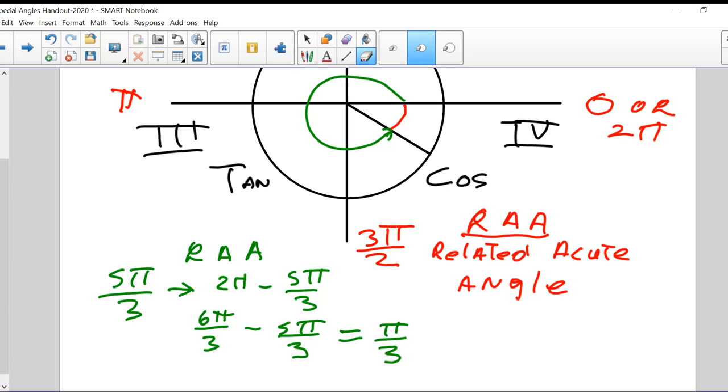6 over 3, of course, gives us 2, right? And what I'm doing here is just getting a common denominator of 3. So if I have a common denominator of 3, they're both over 3, then if I'm subtracting, I've already found the common denominator to be 3. I'm just subtracting 5 pi from 6 pi, which is just 1 pi. Okay, because they both have the same denominator. All right. Okay. Yes, Donna, go ahead, please.